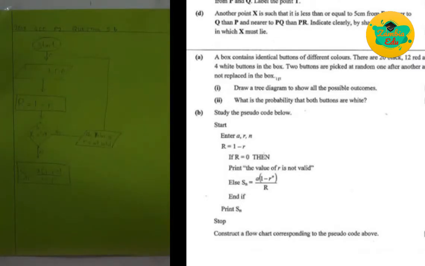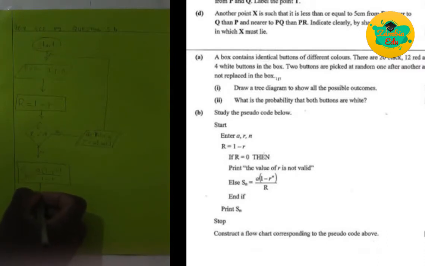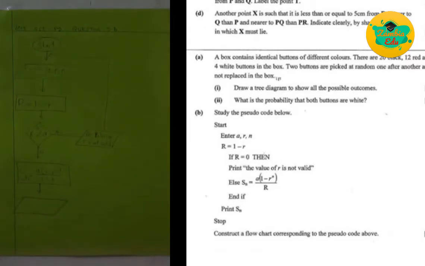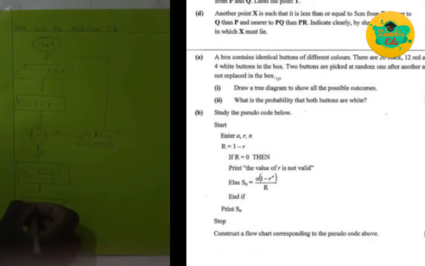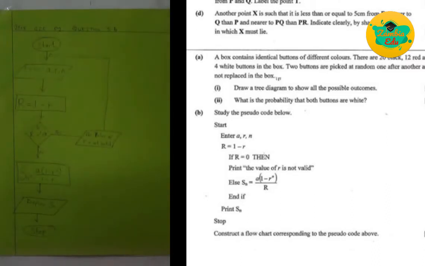And then we are told that once you do that, end if print Sn. So end if print Sn. So we continue the flow there, and we say this our output box, and in our output box we are saying display Sn. After displaying Sn, then stop. Stop. Alright, that will be it. Then you stop there. If you do that, again I repeat, you will be given 5 marks for doing that.